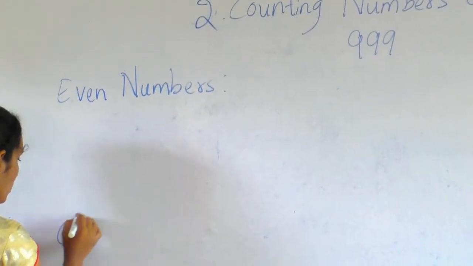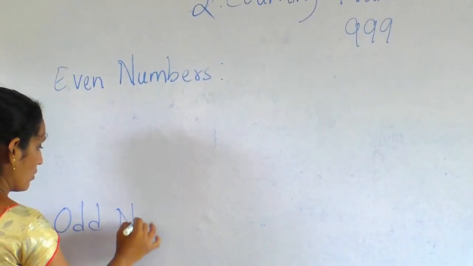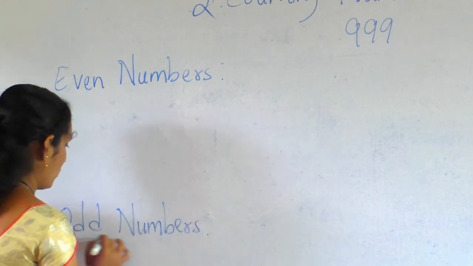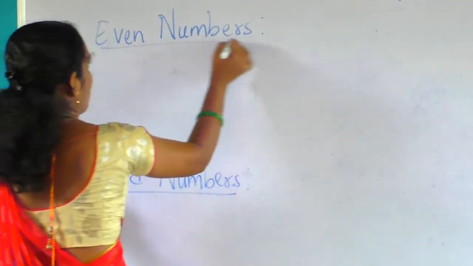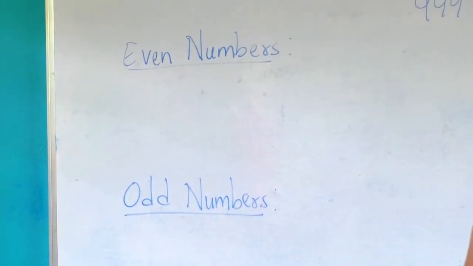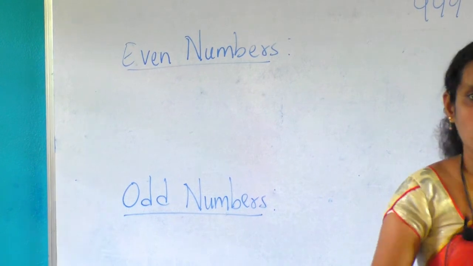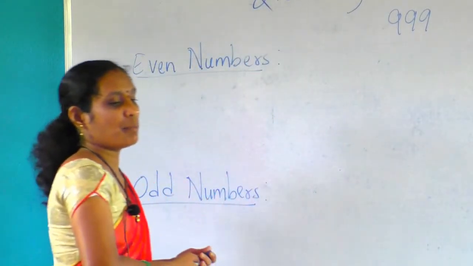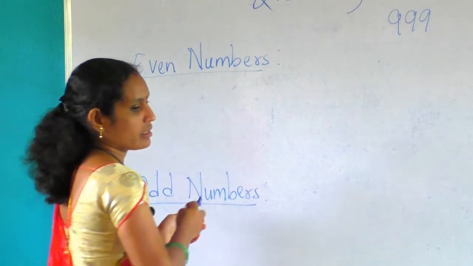Even numbers, odd numbers. What do you mean by even number? What do you mean by odd number? See, even numbers means numbers that can be put in pairs.